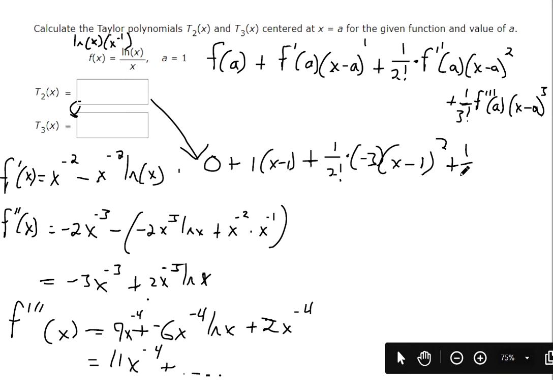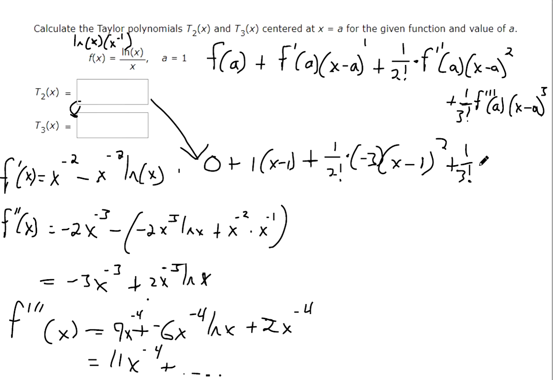But then this is supposed to be 1 over 3 factorial times 11 times x minus 1 to the third. So this is 1/2, or you could say negative 3/2 times x minus 1 squared. And this is 11 over 6 times x minus 1 to the third. Put that all together, and that makes your third Taylor approximation.